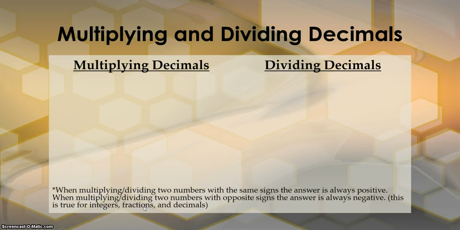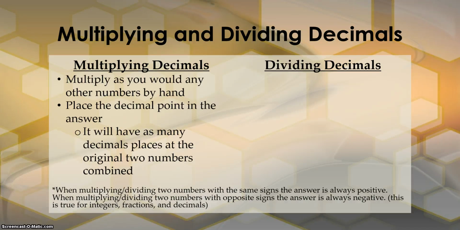For multiplying and dividing decimals, remember again, when you're multiplying or dividing two numbers with the same signs, the answer is always positive. When you're multiplying and dividing two numbers with opposite signs, the answer is always negative. When multiplying decimals, you multiply as you would any other numbers by hand. Place the decimal point in the answer. It will have as many decimal places as the original two numbers combined.